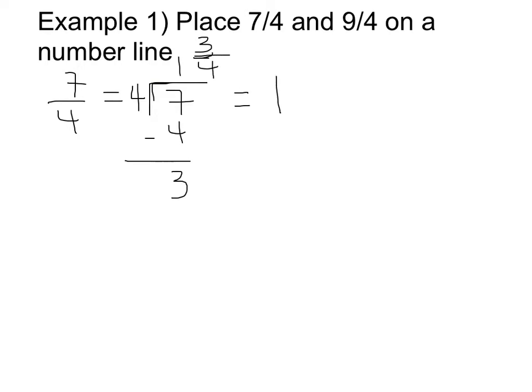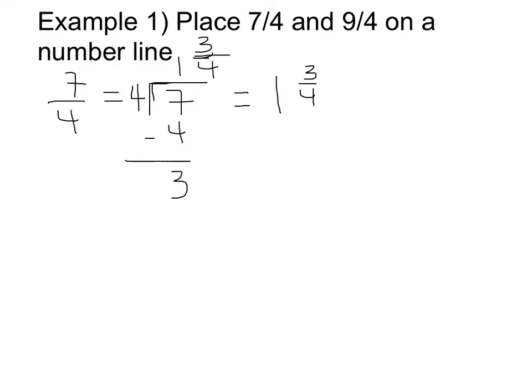So 7/4 has a value of 1 and 3/4. So you should know that that's going to go between 1 and 2 on a number line. When you're looking at positive numbers, your mixed number will always go between your whole number and the next number above that. So in this case, our whole number is 1. So 1 and 3/4 is between 1 and 2. You can think of 1 and 3/4 like it's 1 plus 3/4.